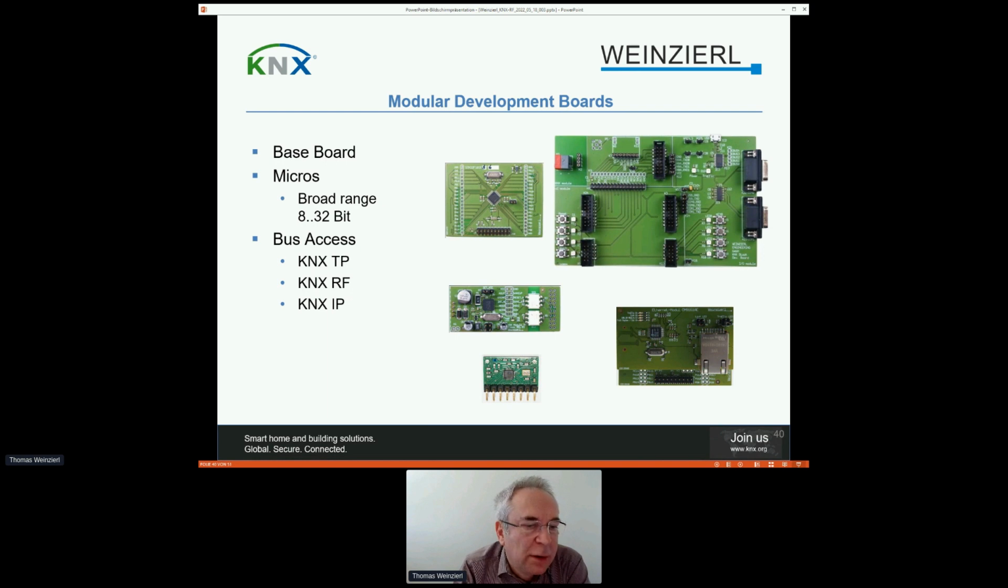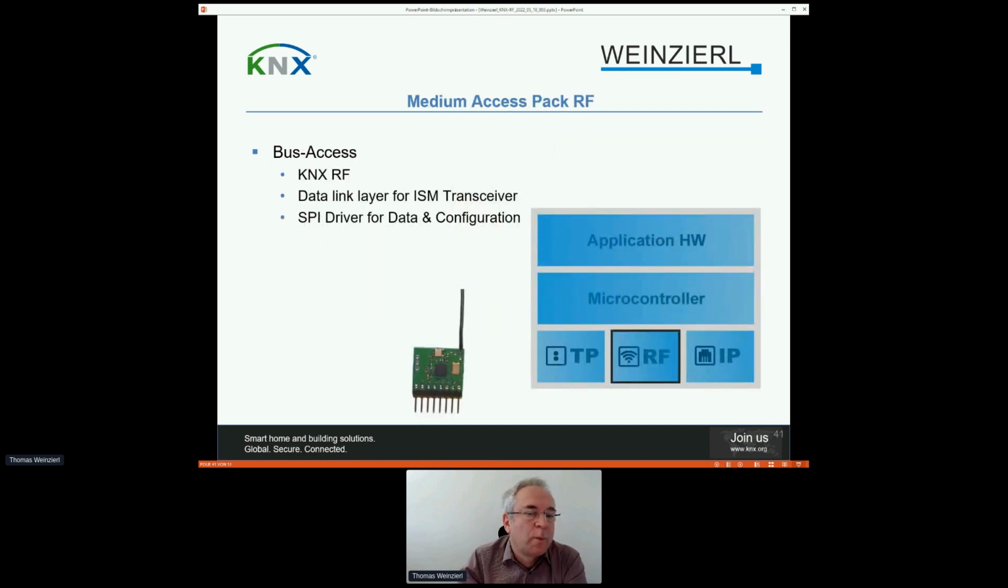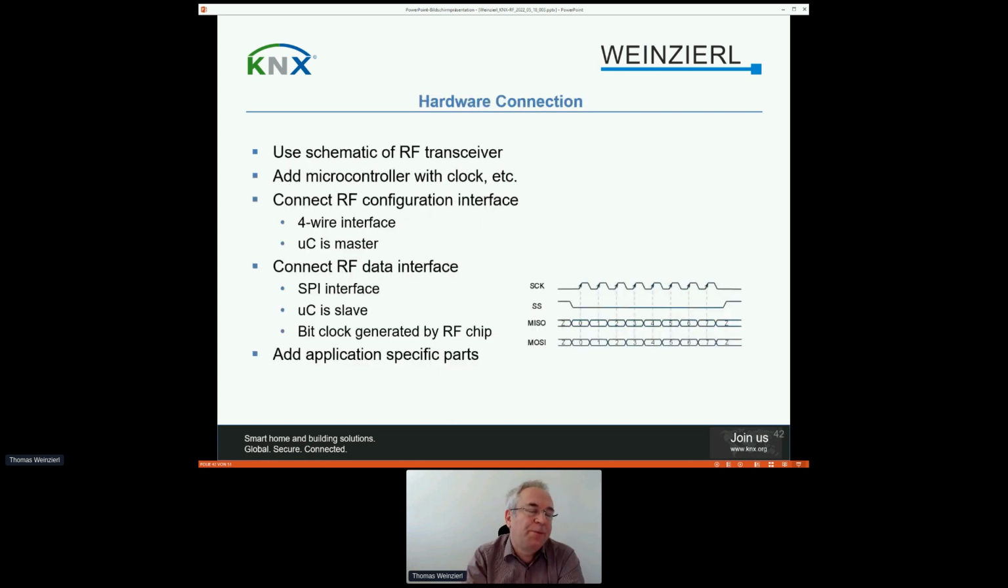We have bus access. On the left-hand side, in the middle, you can see a bus access for Knx twisted pair. On the bottom, there's a bus access for Knx Rf. On the bottom, on the right-hand side, this is an extension for Knx IP. For Knx Rf, we provide a corresponding medium access pack. It integrates a data link layer for a dedicated ISM transceiver and also all the drivers, SPI driver, and all what you need to talk to Knx Rf.